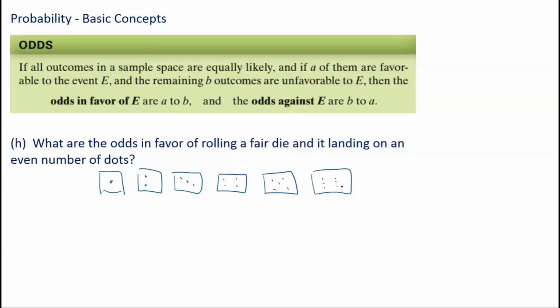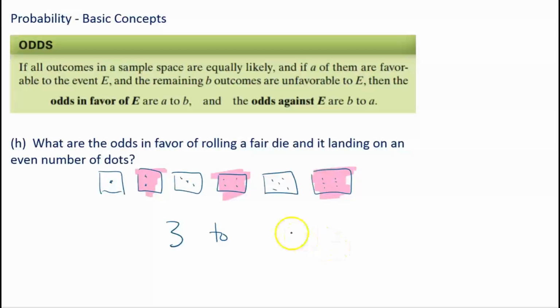Okay, so what are the odds in favor of rolling a fair die and it landing on an even number of dots? Well, let's figure out our even number of dots. Hey, that's an even number of dots. That's an even number of dots. And that's an even number of dots. So 3 to what?